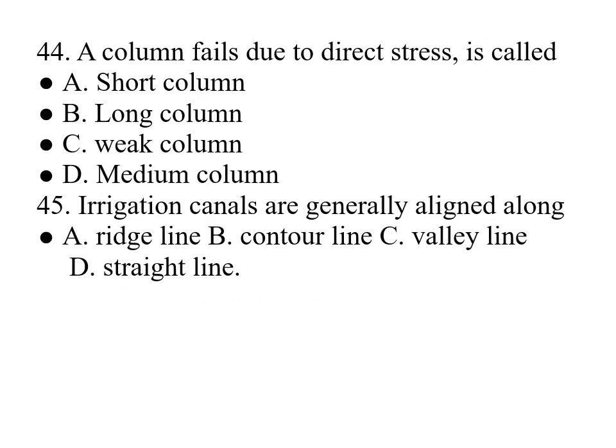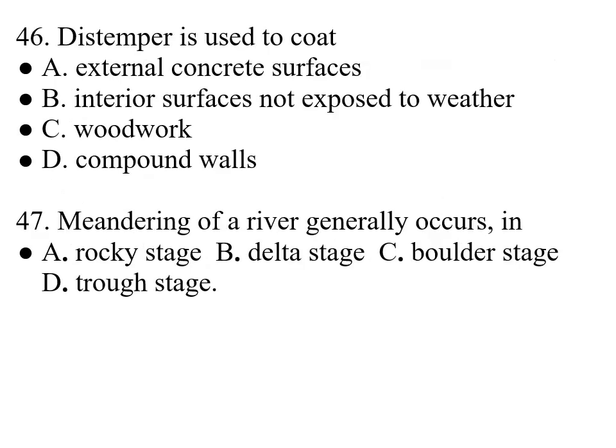44th question, a column that fails due to direct stress is called a short column. The short column fails by crushing and the long column fails by buckling. In 45th question, irrigation canals are generally aligned along. Option A is the answer, ridge line. In 46th question, distemper is used to coat. Option B is the answer, interior surfaces not exposed to weather.